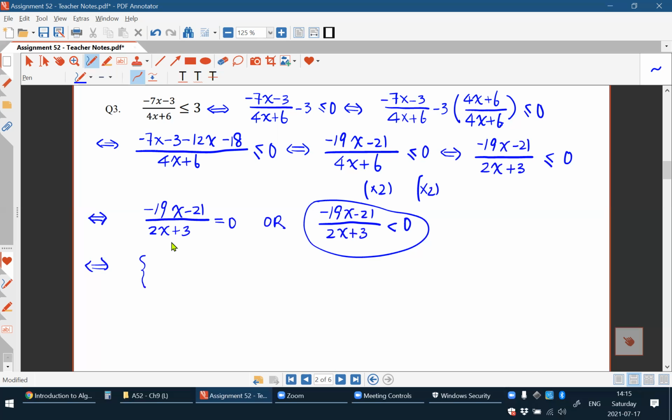If we have a ratio that is 0, first of all, you need to ensure that the numerator is 0, and at the same time, the denominator is not 0. Or the second case, we already know how to solve this. If you have a ratio that is smaller than 0, what is it equivalent to? Okay, Dora, can you tell me what is the equivalent expression?